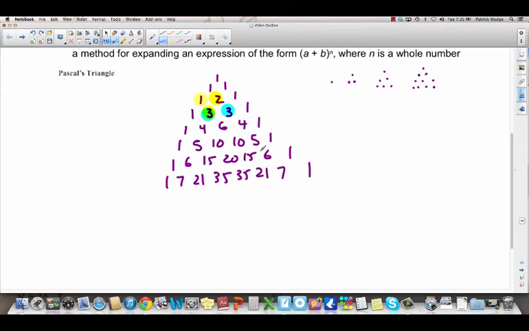Not impressed with that? How about this one? If you take a look at each row, it'll tell you all the powers of 11. 11 to the 0 power is 1. 11 to the first power is 11.